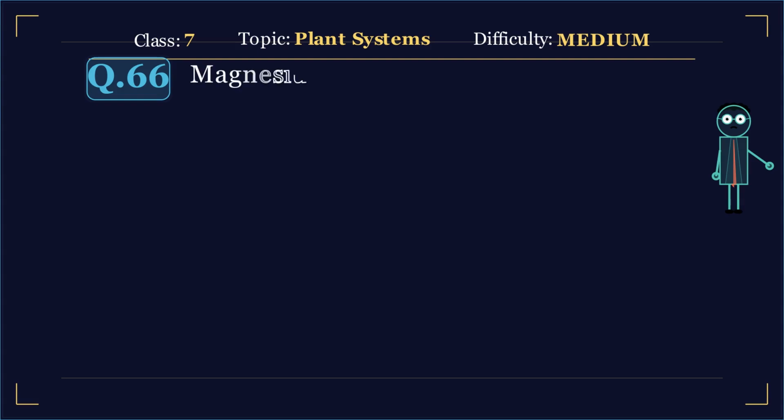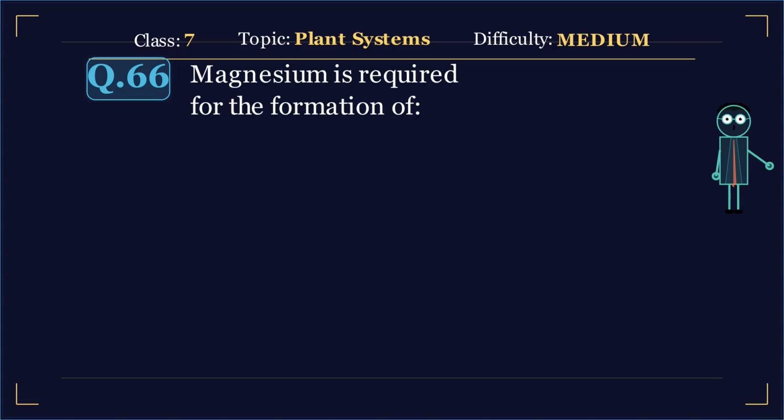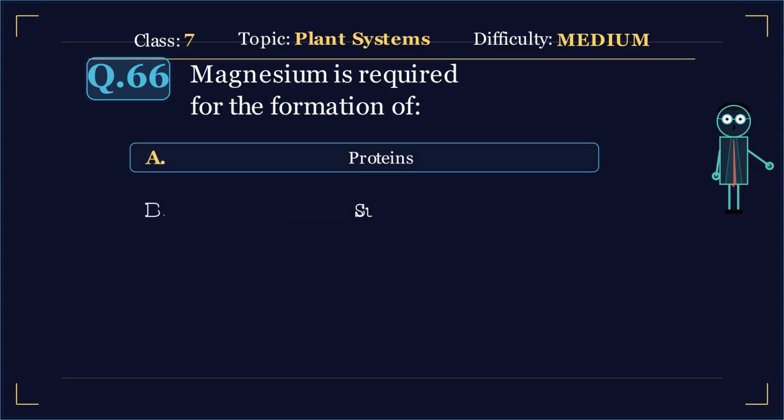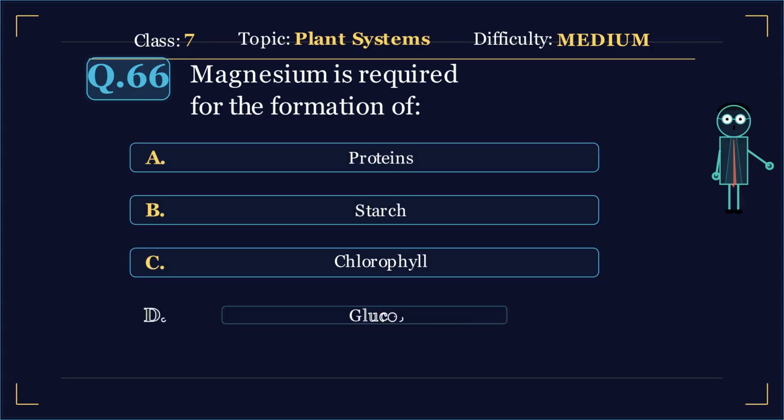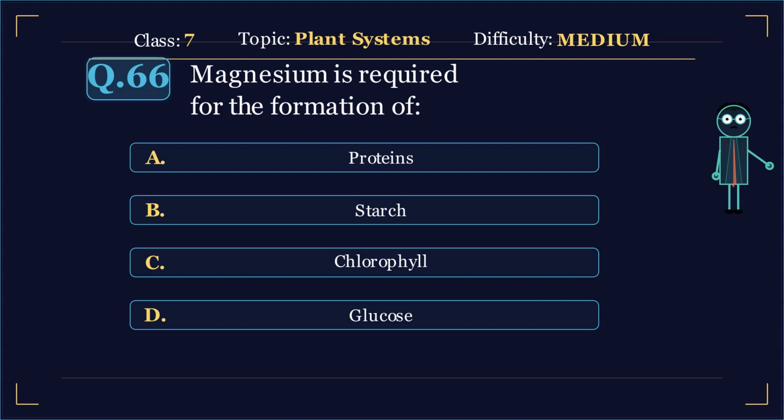Question 66. Magnesium is required for the formation of. Option A, proteins. Option B, starch. Option C, chlorophyll. Option D, glucose. The correct answer is option C.